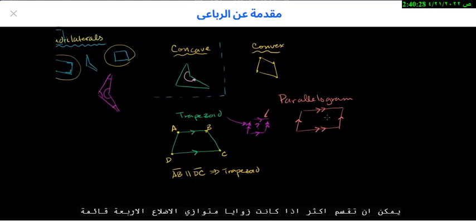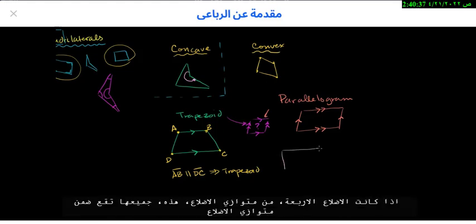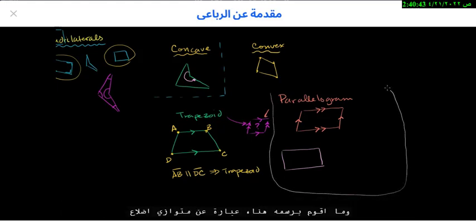If the four angles in a parallelogram are all right angles, you're dealing with a rectangle. So let me draw one like that. So from parallelograms, this is all in the parallelogram universe I'm drawing right over here. This is all the parallelogram universe.